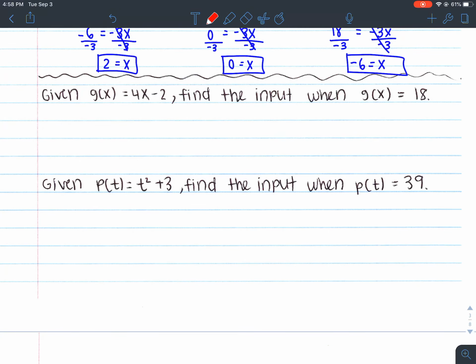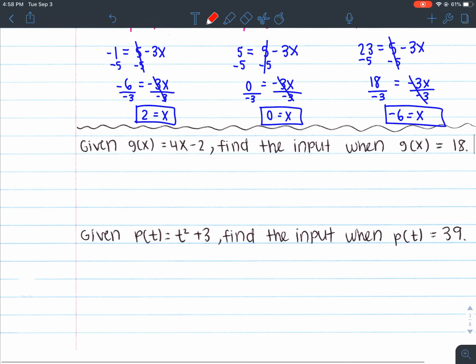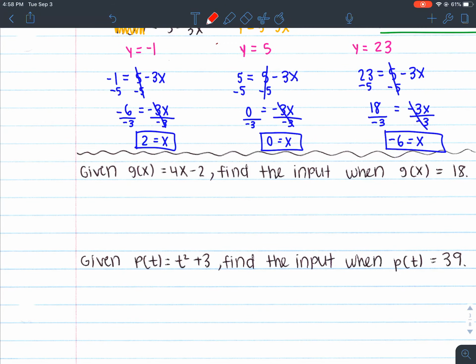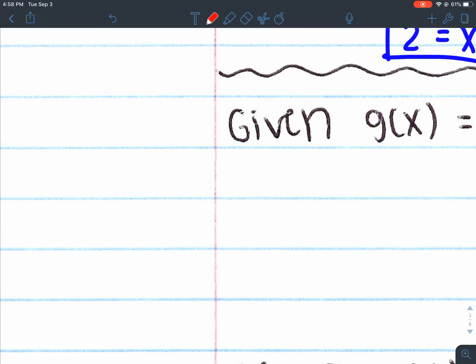All right, so here we're given g of x equals 4x minus 2. We need to find the input when g of x equals 18. Now, on the side of your notes, I would like you to write a very important note.